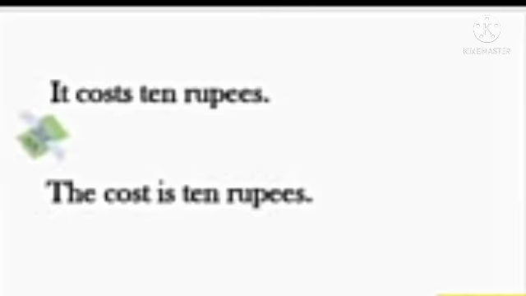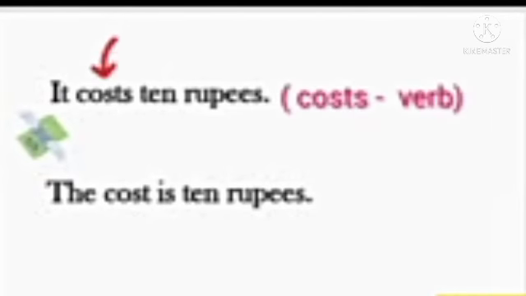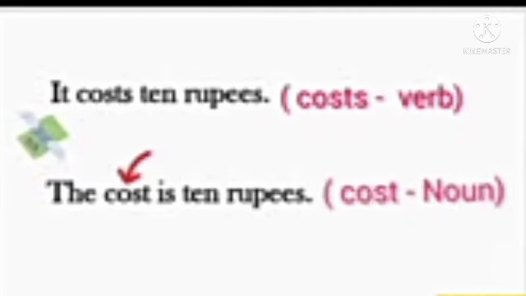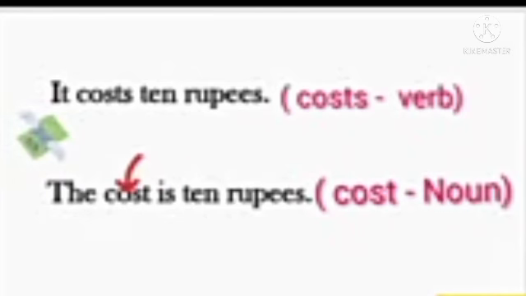See here, it costs 10 rupees. Here the word cost is verb. See the next sentence, the cost is 10 rupees. Here cost is used as a noun. So in this way, we can use noun in place of a verb.